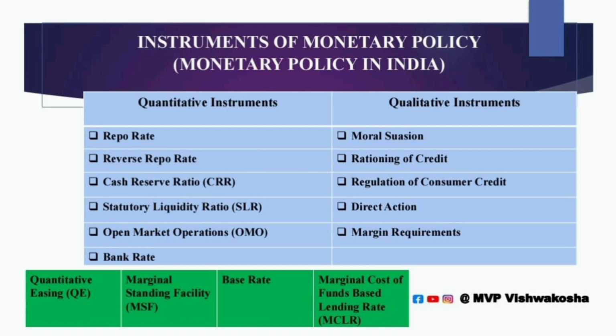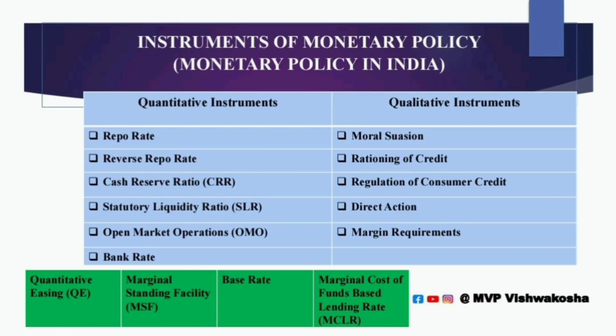Okay, OMO. Open market operations means the buying and selling of government securities by the central bank in the open market. That is used to control money supply and influence short-term interest rates. This is also a tool for managing inflation and liquidity. Maximum of these tools are used for inflation and liquidity.